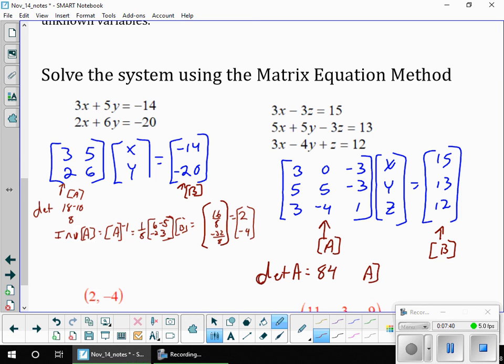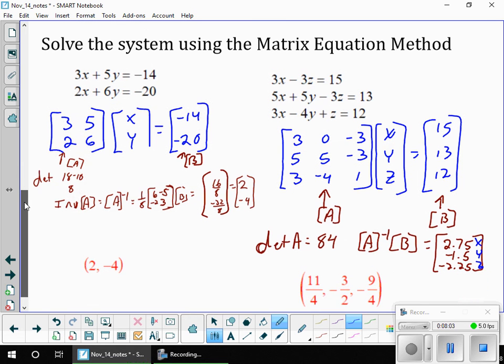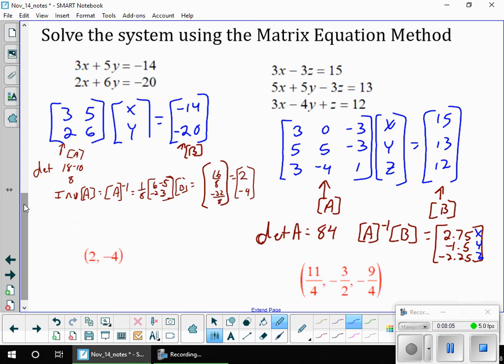so A inverse times B, and the calculator tells me 2.75, negative 1.5, negative 2.25. So guess what? That's my x, my y, and my z. Now my answer key had a slightly different answer. It said my answer was 11/4, negative 3/2, and a negative 9/4.